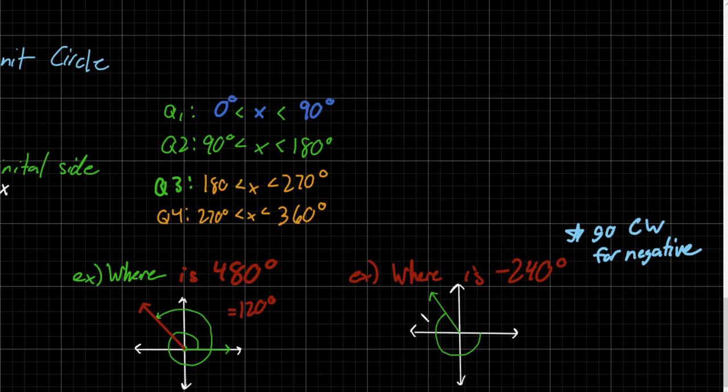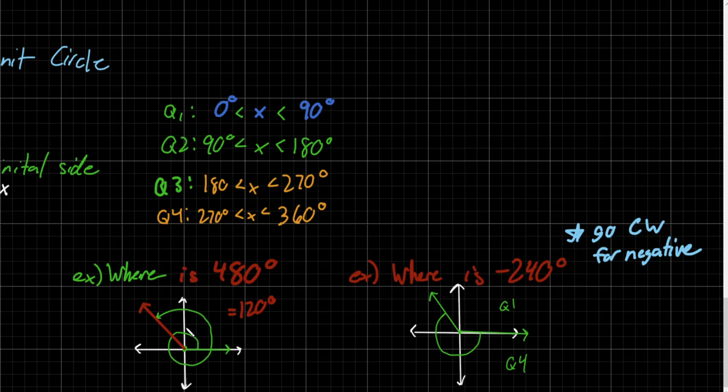Any questions on that? You always start at where 0 is. So this is 0 degrees, in between quadrant 1 and quadrant 4. Always 0. And then we go negative clockwise.